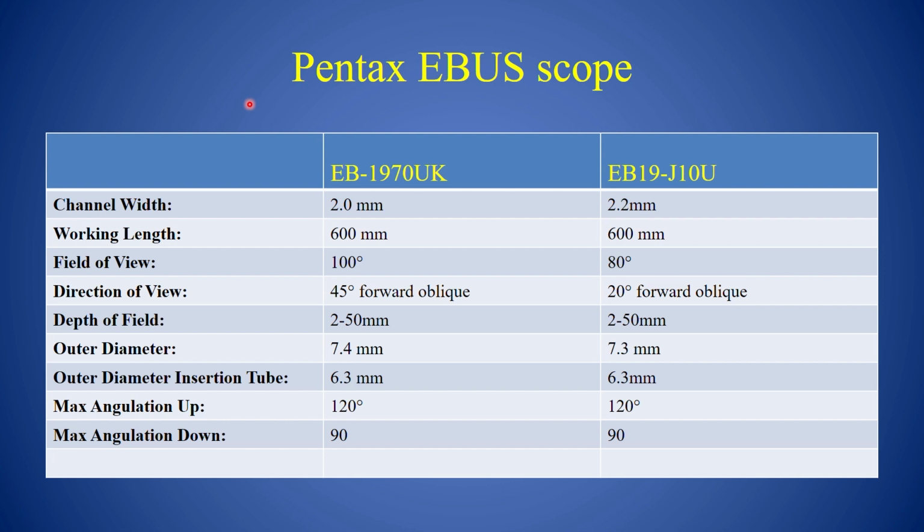The newer Pentax scope has a 2.2 millimeter working channel like the Olympus scope. The advantage of the 2.2 working channel is you can use the 19 gauge needle, which is useful for doing your EBUS cryobiopsies. If you're using a scope with a 2 millimeter working channel, you can't use the 19 gauge needle because the outer diameter of the 19 gauge needle is 2.1 millimeters. The direction of view is a little more difficult to use because it has a 45-degree forward oblique viewing as compared to the Olympus and the Fujifilm.